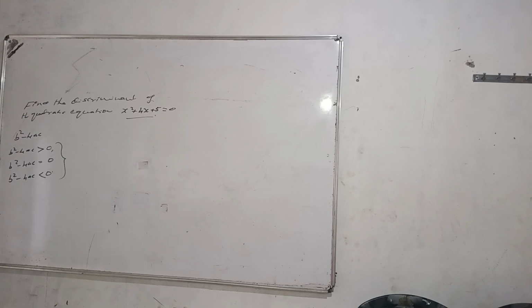B square minus 4ac greater than 0, we get two distinct real roots. And b square minus 4ac equal to 0, two equal real roots we are getting. And b square minus 4ac less than 0, no real roots. So find out b square minus 4ac in this equation.